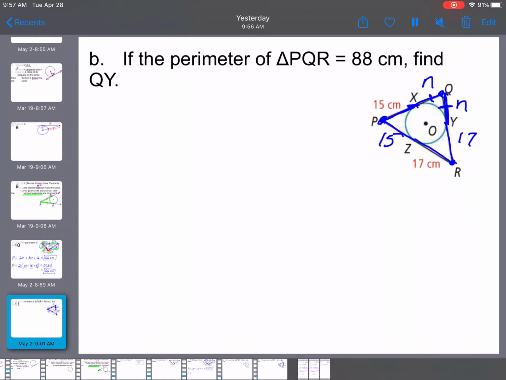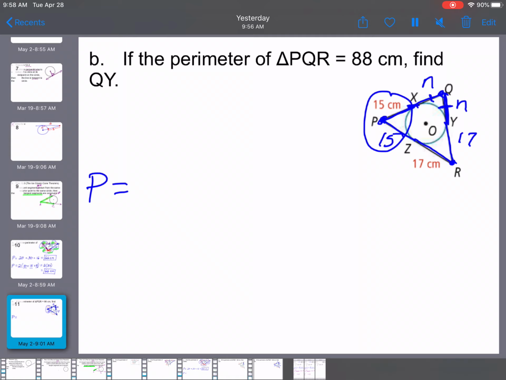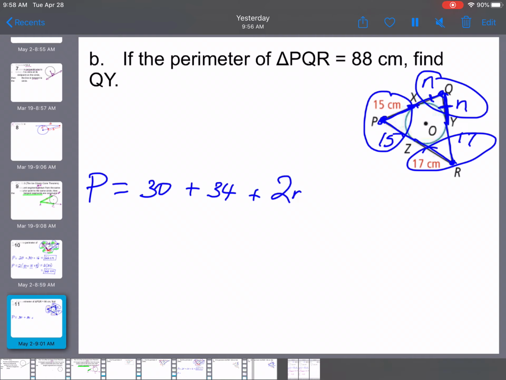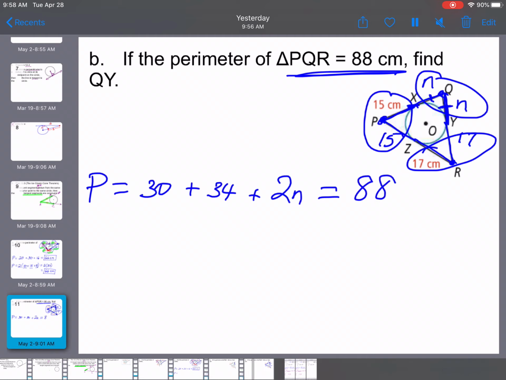So here we go. The perimeter of this figure, we'll put a P right there, would equal, and let's just add up everything that we know, guys, and we'll make it easy. The 15 and the 15 is 30. The 17 and 17 is 34. And then adding the N and the N together, there's 2 of them, so that's a 2N, and we know that the perimeter of this figure is 88 centimeters. So I'm going to set that perimeter equal to 88.